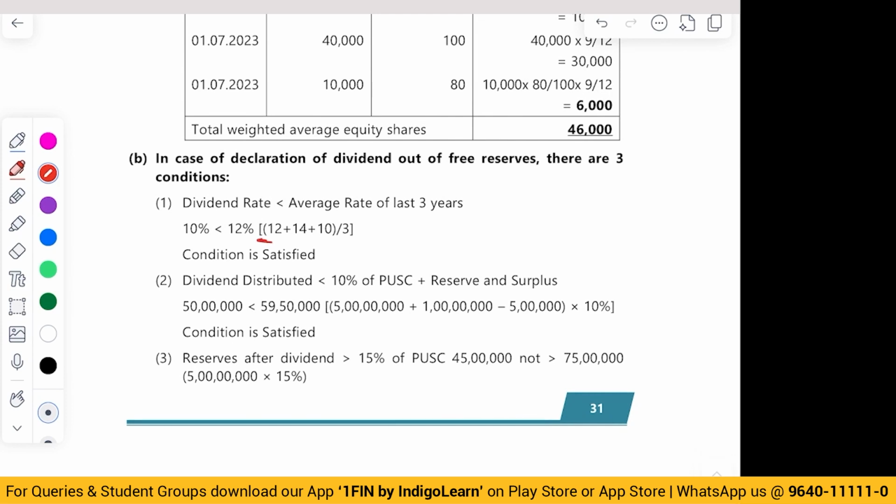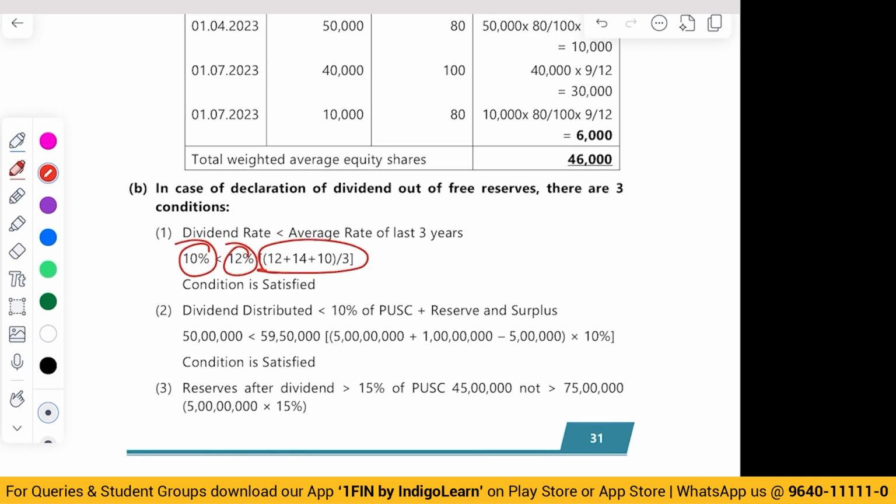So, you have to take the previous 3 years, calculate the average, which is 12%. We are declaring 10%, so it is satisfied. Then, the amount that has to be withdrawn from the general reserve should be less than 10% of paid up share capital plus reserves and surplus, right? And also you have to ensure that if there are any losses, those also have to be absorbed.